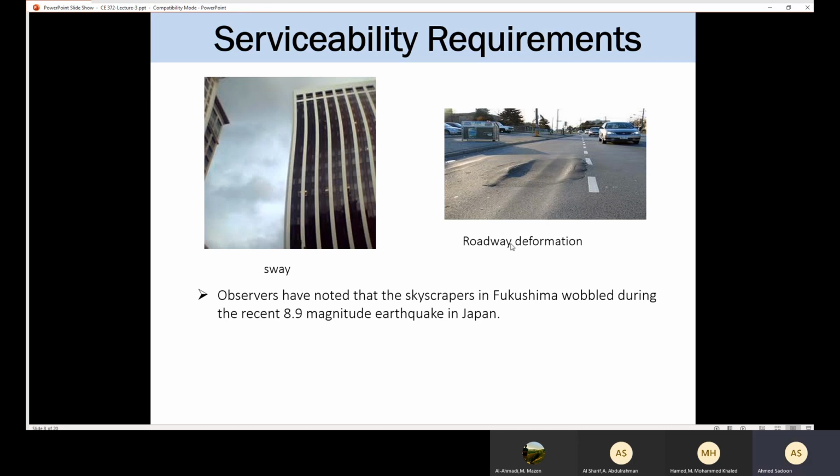Also for the roads, I'm going to have something like that. The rutting here, we have a high level of rutting. So in this case, we are going to consider the road to be unfit. So we need to have maintenance. I hope the serviceability requirement is clear for you.